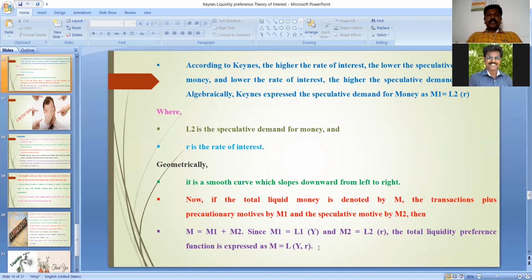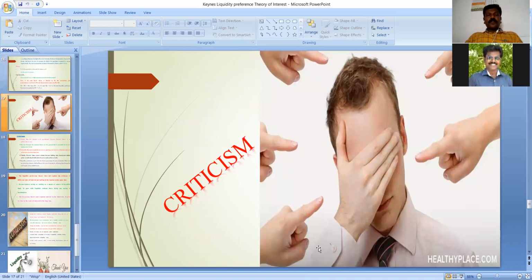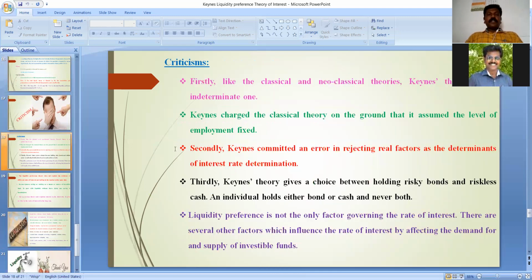I already told this one also, so we can skip this slide. What are the criticisms we are going to see? Firstly, like the classical and neoclassical theories, Keynes's theory is an indeterminate one, because the classical theory has some views and the neoclassical theory has some views. So Keynes's theory is not determinate.